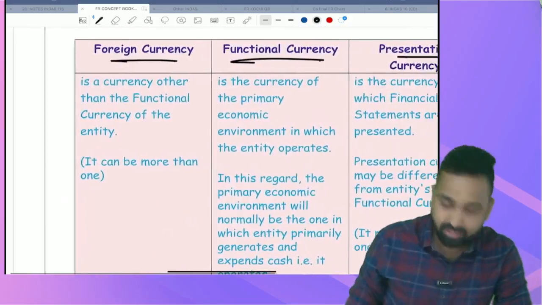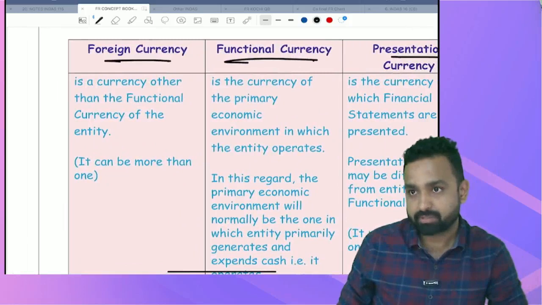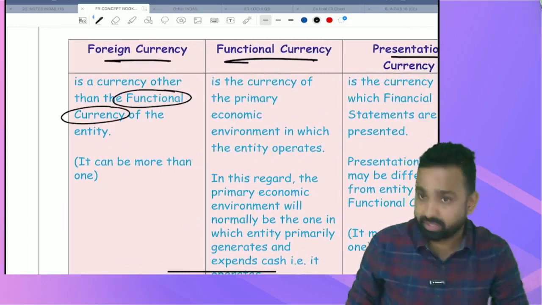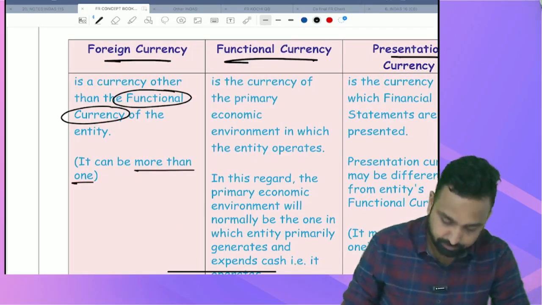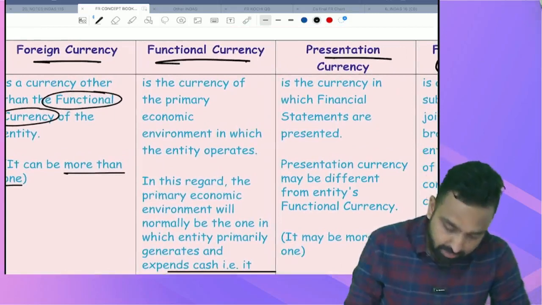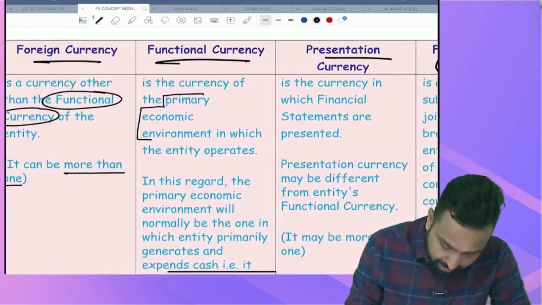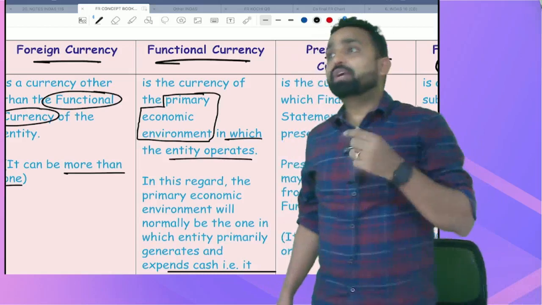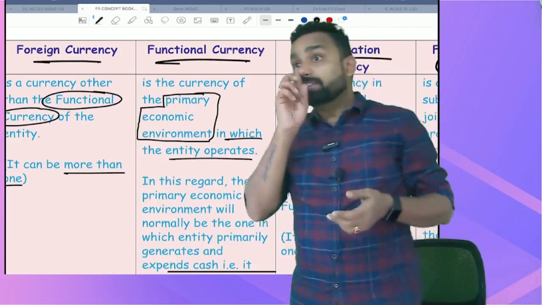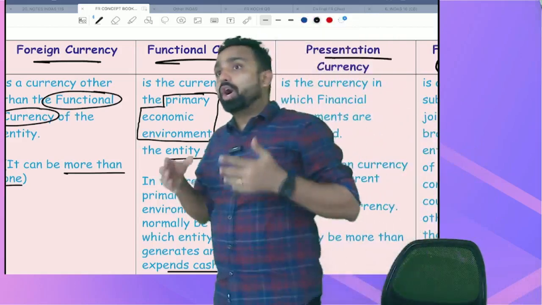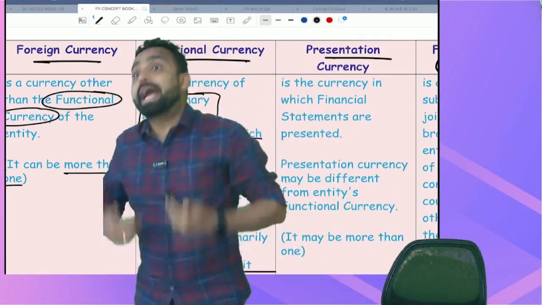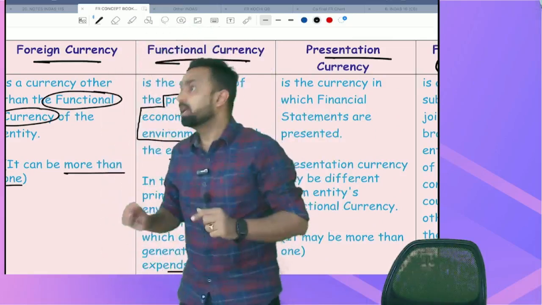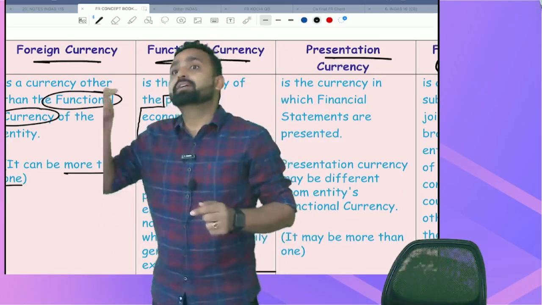Now read the first one, foreign currency. Loudly, please. Currency other than the functional currency of the entity. It can be more than one. Okay, next. It is the currency of the primary economic environment. Economic environment means country: in which country the entity is operating, or which country's economic environment is affecting the business of the entity.